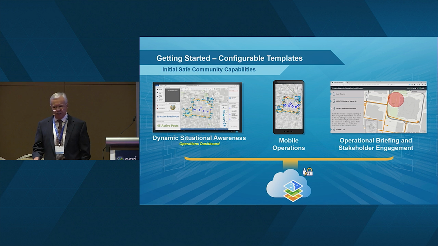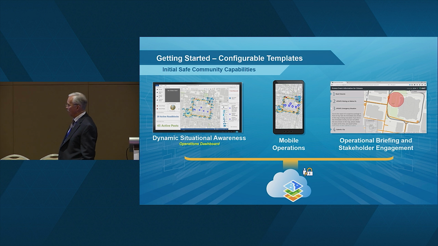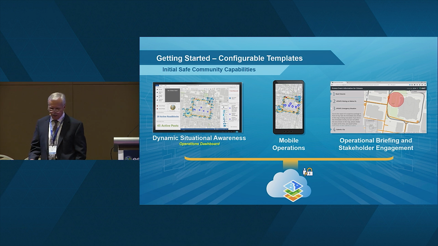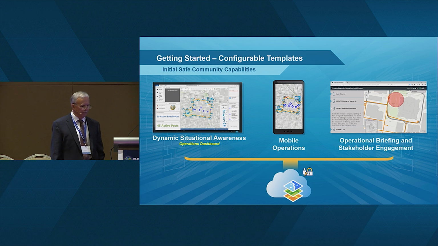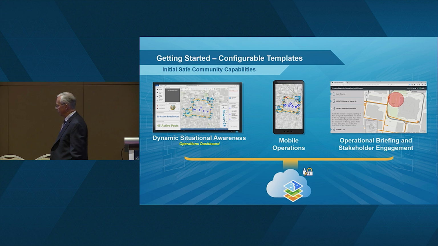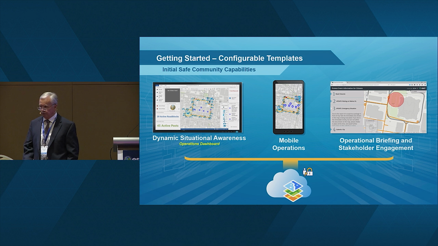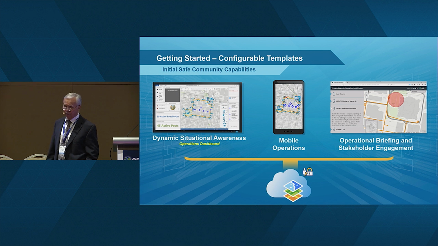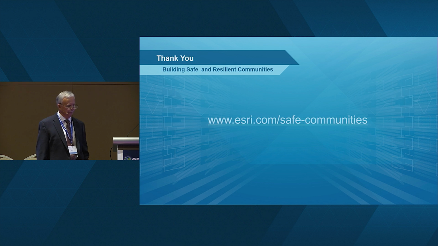So, getting started. We see common patterns wherever we go, and we help communities that have a disaster or an emergency. And typically there are three basic fundamental capabilities that people need. They need dynamic situational awareness, they need mobile connectivity, and they need to be able to brief with that information to support really good decisions.